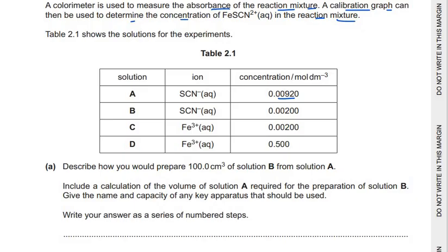Let's go ahead with the first part, part (a), where it says describe how you would prepare 100 cm³ of solution B from solution A. So here is solution B, which we are going to prepare from solution A. That is, we are going to decrease the concentration from 0.0920 to the concentration 0.0020, and include a calculation of the volume of solution A required for the preparation of solution B. Give the name and the capacity of any key apparatus that should be used, and write your answer as a series of numbered steps here.